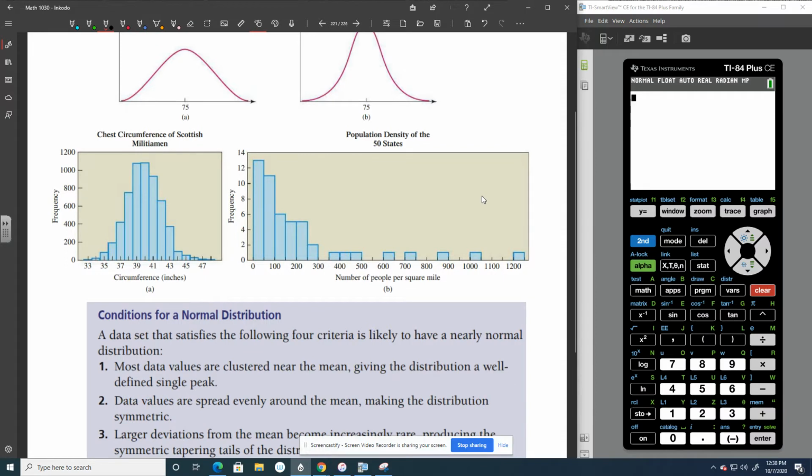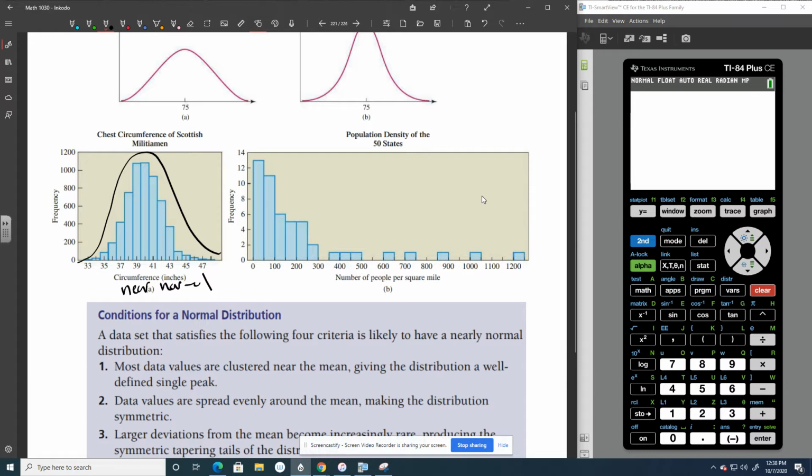So for example, here on the left, we've got the chest, and I don't know where they come up with this stuff, the chest circumference of Scottish militiamen. So this is how far around you can measure the chest of a Scottish man in the militia. And you kind of see this bell curve, right? You see it go up in the middle and then kind of taper off on the left and the right. Now, this one maybe isn't a perfect normal distribution. It looks pretty close. There's a peak in the middle, and then these ones on the right are a little bit higher than the ones on the left, but it's near a normal distribution.